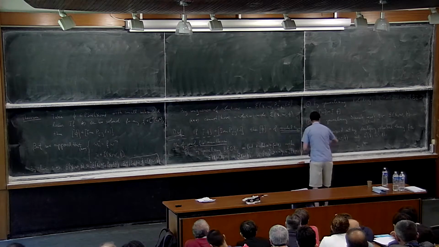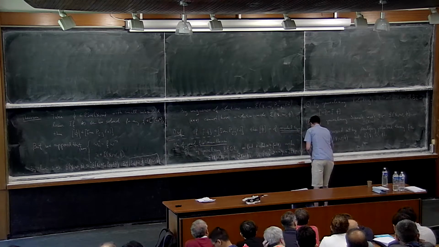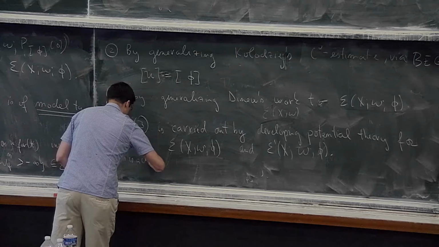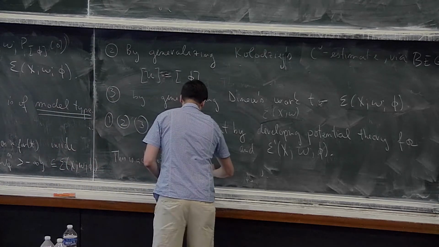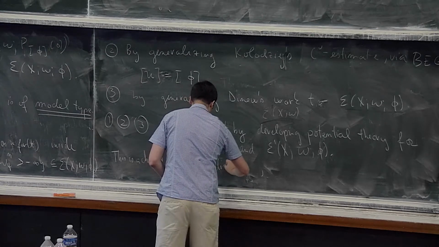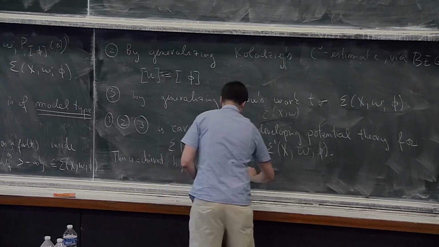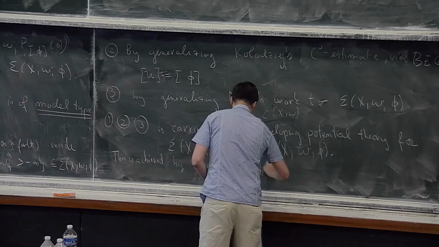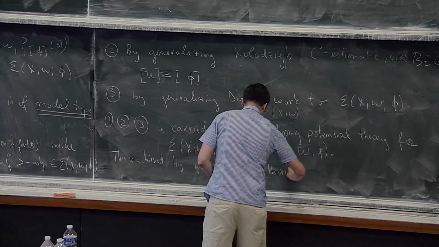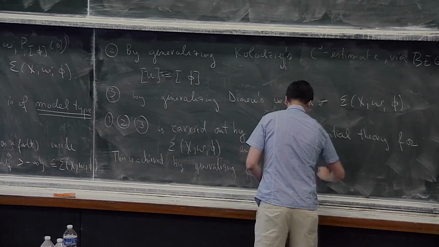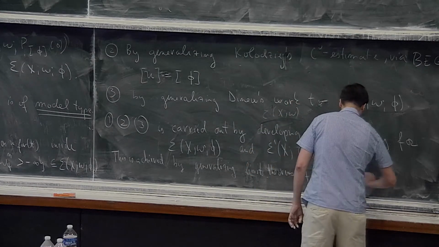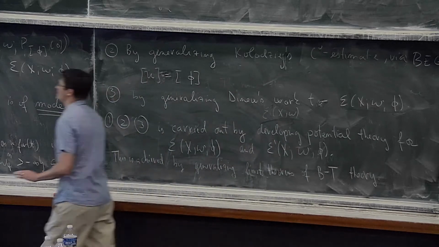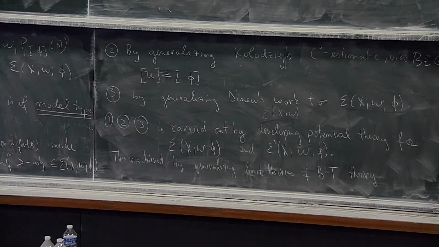So what you have to generalize, and then develop the potential theory, is achieved by generalizing limit theorems of Bedford-Taylor theory. And I want to specifically focus on one limit theorem that collects everything.